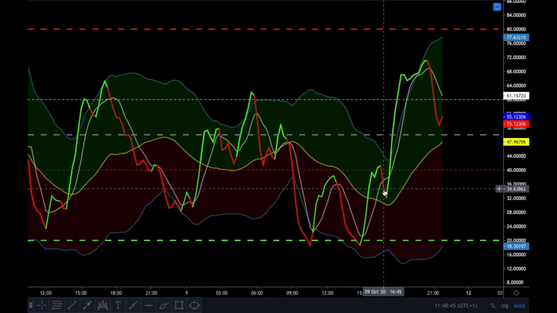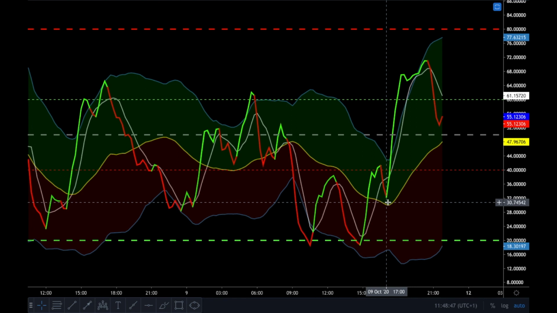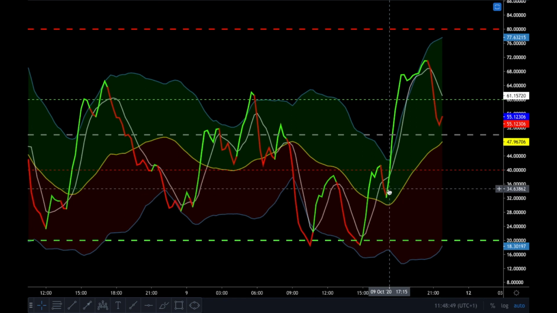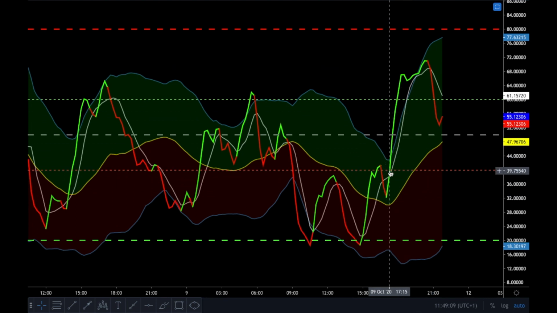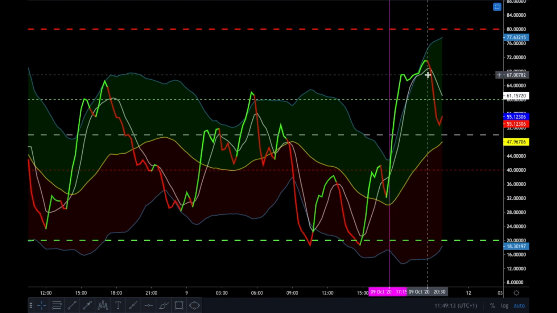So you can see right now it's pulled itself through, and then when it did this, this gave you an indication for entry for a trade right here. And you would have been able to take this trade all the way up here. So your trade entry was here, and your exit was right here.